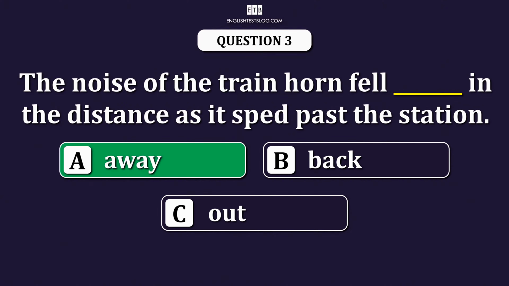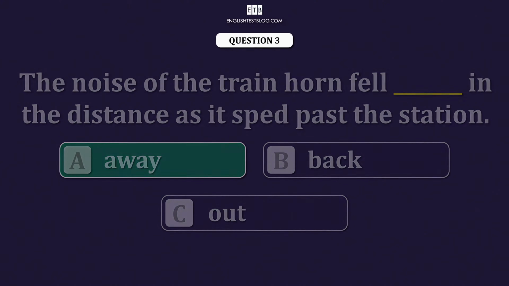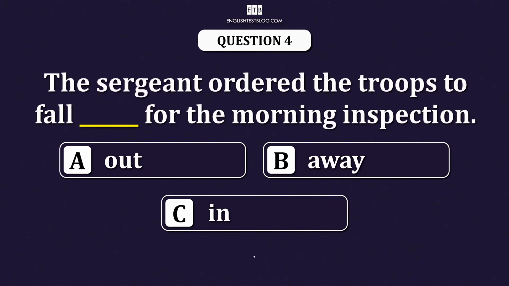The correct answer, fell away. In this sentence, the phrasal verb fall away means to decrease gradually. Question 4.